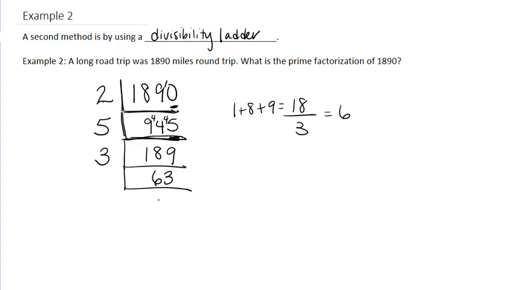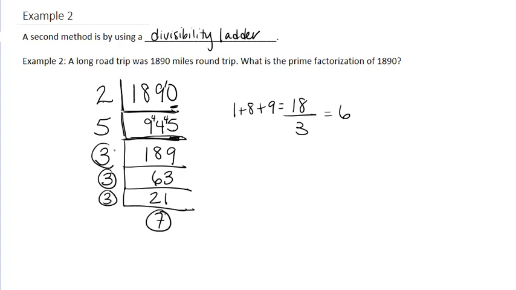So now we have 63. Let's divide again, and we can divide this by 3. So we have 3 out here. 3 can go into 6 2 times. 3 can go into 3 1 time. So now we have 21, which can be divided by 3 again, and then we get 7. Now, the 7 is a prime number, so we're not going to keep going.